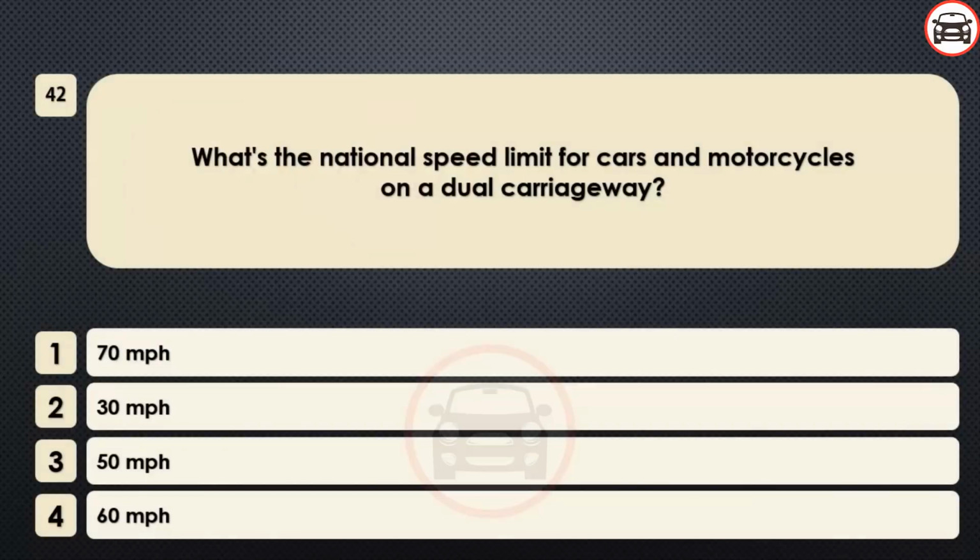What's the national speed limit for cars and motorcycles on a dual carriageway? 1. 70 miles per hour. 2. 30 miles per hour. 3. 50 miles per hour. 4. 60 miles per hour.